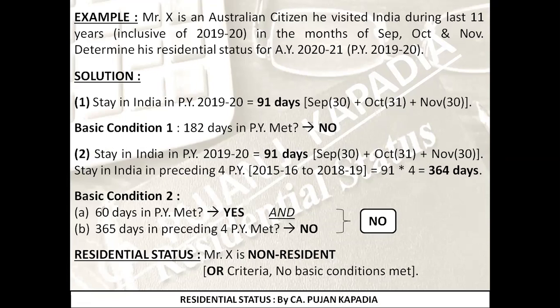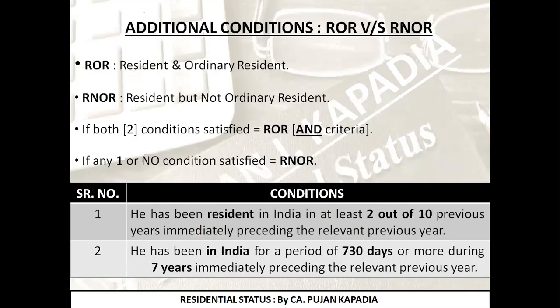Now, at the time of seeing the chart of classification of residential status, we had understood that if my answer is coming to resident, then in the case of an individual and HUF, it is important to further know whether he is ordinarily resident or not ordinarily resident. Now, I am going to check that particular thing. For that, income tax law is providing me with the additional conditions.